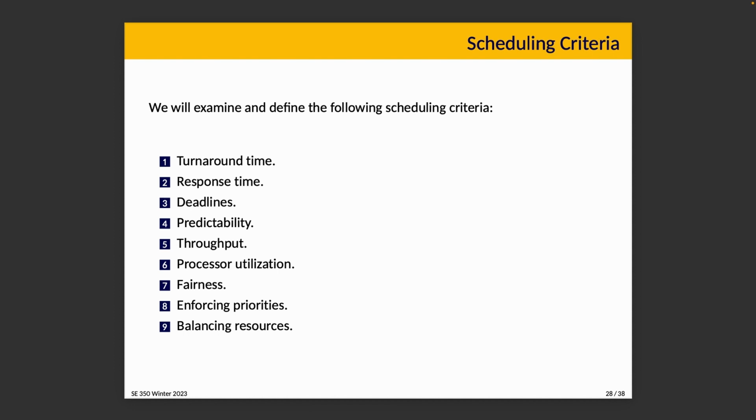Number 8, enforcing priorities. Processes and threads can be assigned priorities, and priority will get some more discussion later, but it's just a way of saying this process or thread is more or less important as compared to others. Scheduling should respect this within reasonable limits.